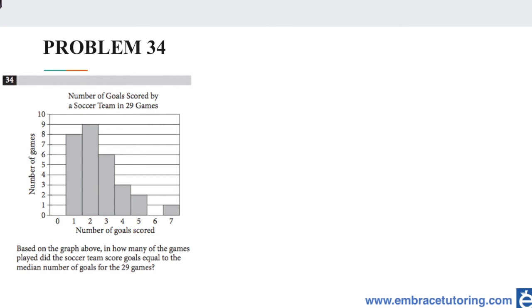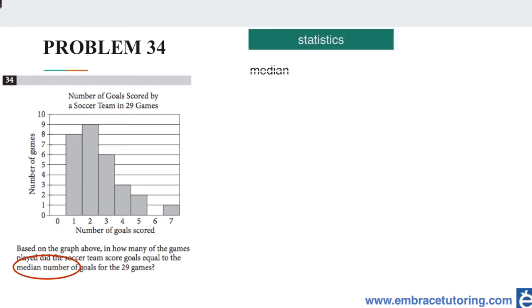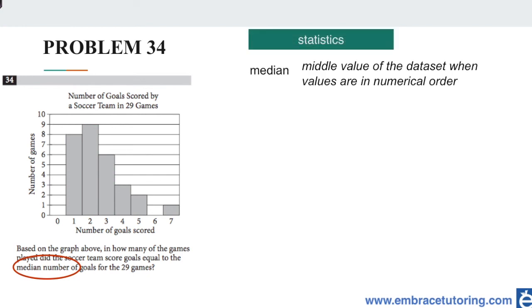Problem 34 states, based on the graph above, in how many games played did the soccer team score goals equal to the median number of goals for the 29 games? Now, when you're trying to find the median, something to recall from basic statistics is that the median is going to equal the middle value of the data set when the values are in numerical order.